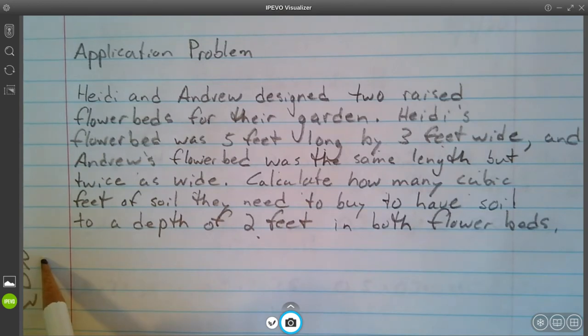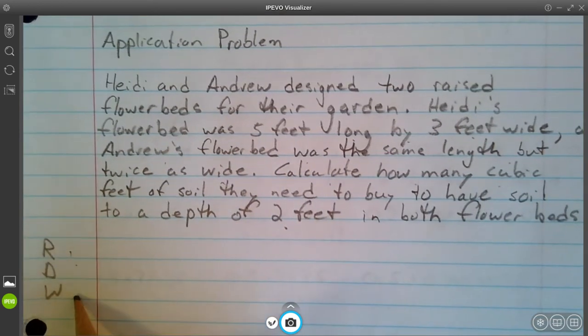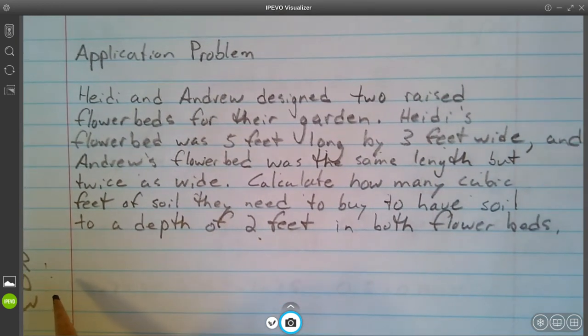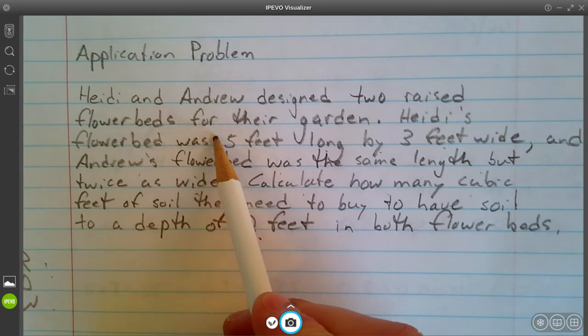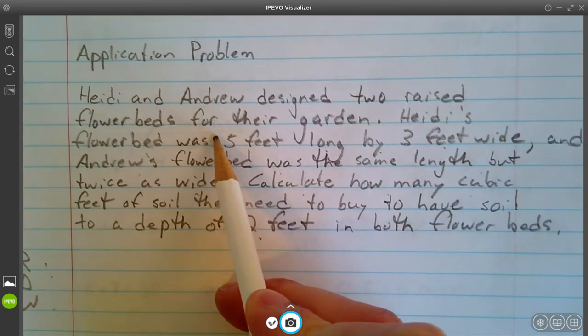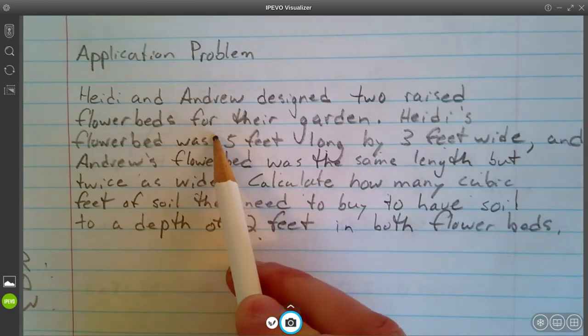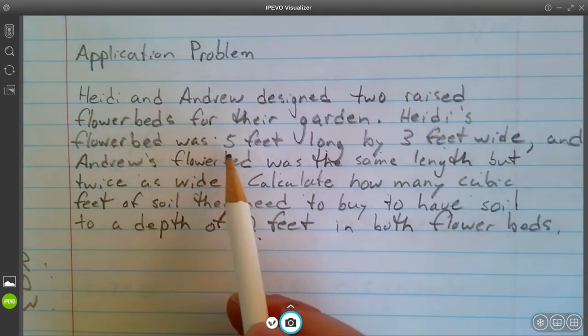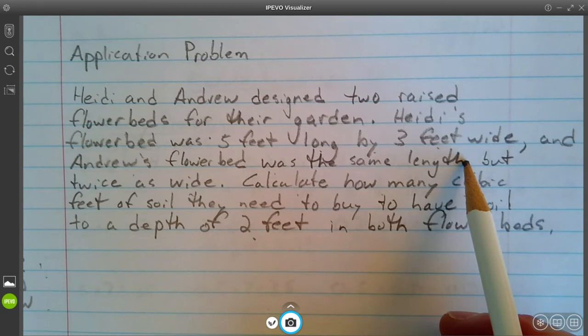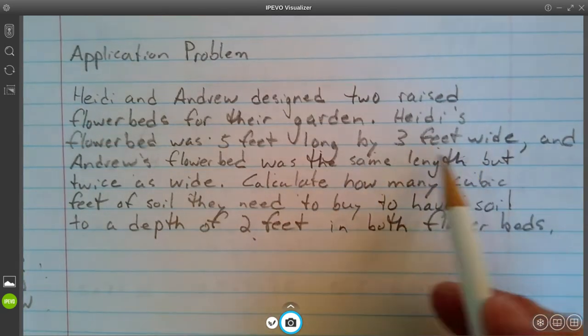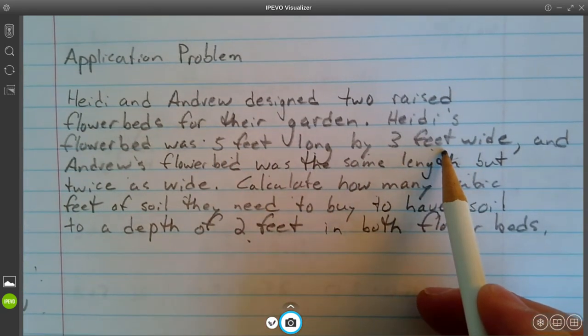So we read, draw, write. And you have to read it a couple of times to begin to make sense of it. Heidi and Andrew designed 2 raised flower beds. All right, so this feels like the volume activities from earlier this week. Heidi's flower bed was 5 feet long by 3 feet wide. So that gives me 2 of the dimensions that I need, 5 feet long by 3 feet wide, to find the volume of her flower bed.